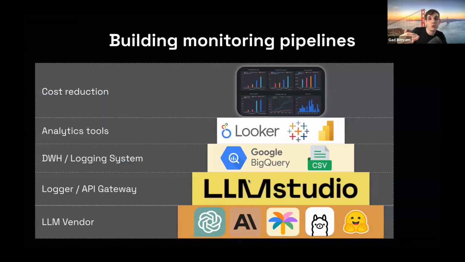If you want to look at it architecturally, on the bottom level you have the LLM vendors, right? Whether it's OpenAI or Anthropic or Google Palm or Llama or Hugging Face. And then on top of that, LLM Studio sits as an API gateway. And on top of that, you have your own data warehouse or logging system. So whether you're using cloud monitoring, you can just send it. Whether you're using Snowflake, you can just save the logs into your data warehouse. And once the data is in your warehouse, you can easily build these dashboards, achieving the required cost reduction.